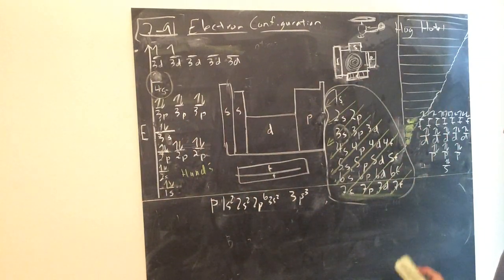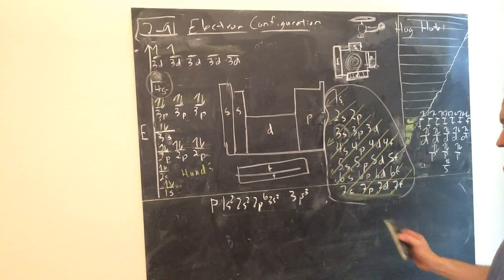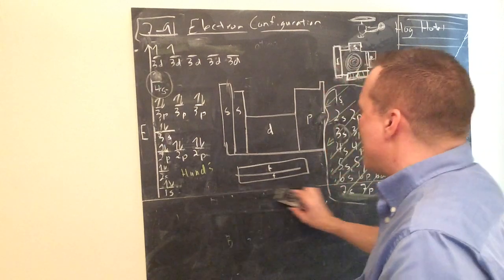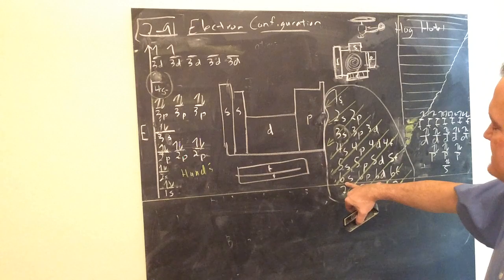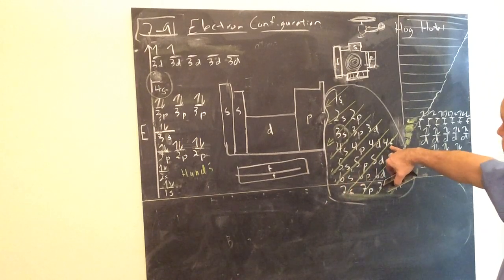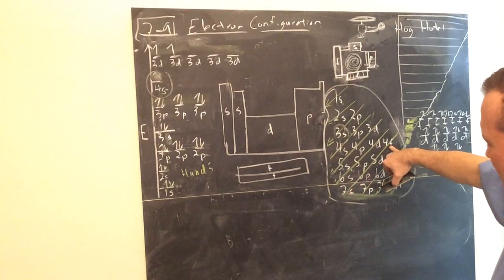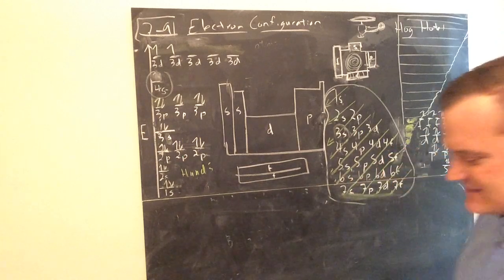Okay, after 6S, look at what happens. Always go back to this when you forget how this works. Look at this. What happens after 6S? You go to 4F1. What? 6S to 4F? How does that work on the chart?